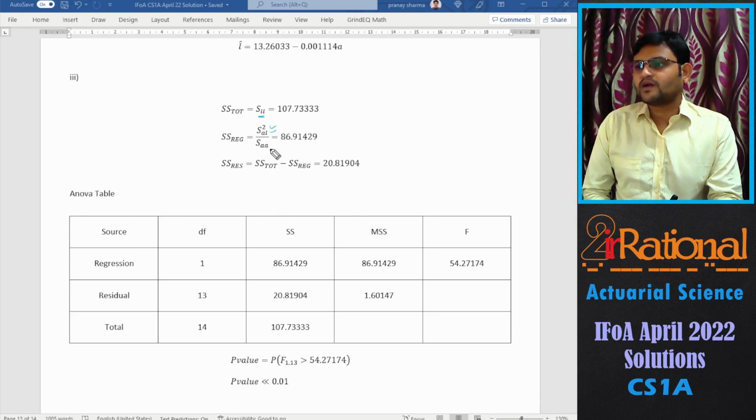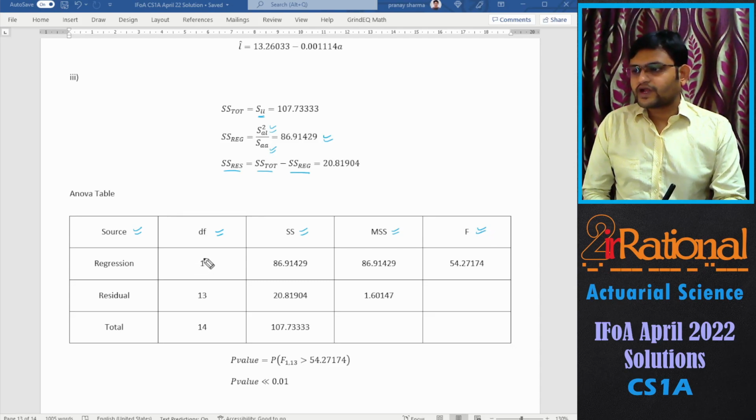For the ANOVA test, we have to calculate our SS total, that would be SLL, SS regress, that would be S square AL upon SAA, that is this much, and SS residual would be SS total minus SS regress. So for our ANOVA table, we'll make source, degree of freedom, SS, MSS and F statistic. For regression, degree of freedom would be 1, SS we have just calculated, and MSS will just be the SS divided by the degree of freedom. Same thing with the residual, the degree of freedom would be n minus k minus 1, SS, and then MSS would be SS divided by the degree of freedom.